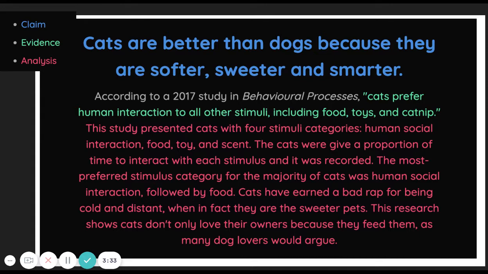Cats are better than dogs because they are softer, sweeter, and smarter. According to a 2017 study in Behavioural Processes, cats prefer human interaction to all other stimuli, including food, toys, and catnip. This study presented cats with four stimuli categories: human social interaction, food, toy, and scent. The cats were given a proportion of time to interact with each stimulus and it was recorded. The most preferred stimulus category for the majority of cats was human social interaction, followed by food.